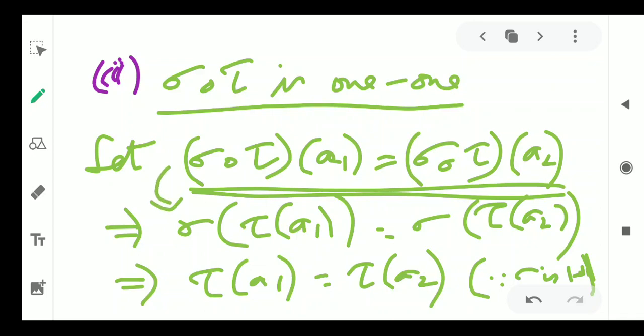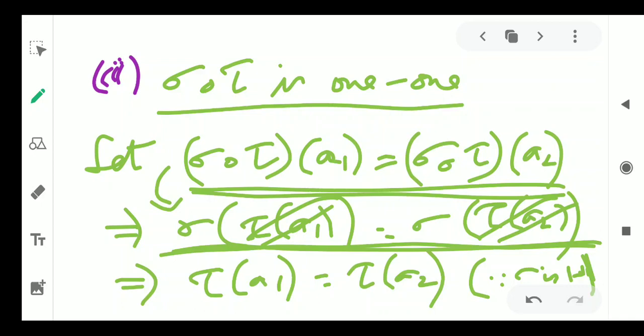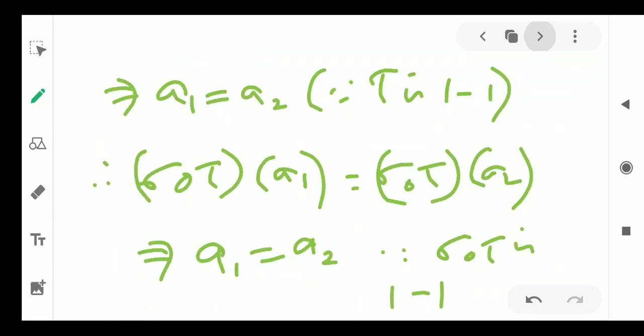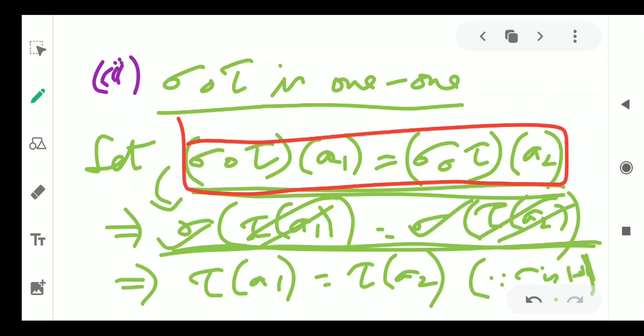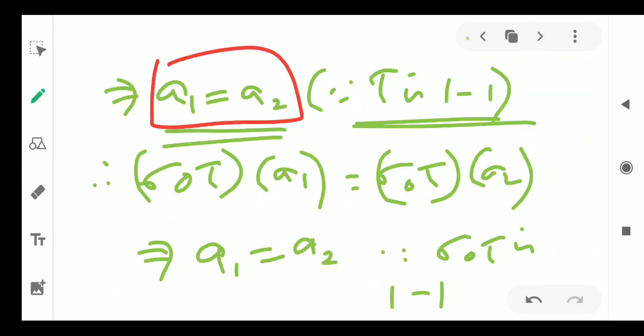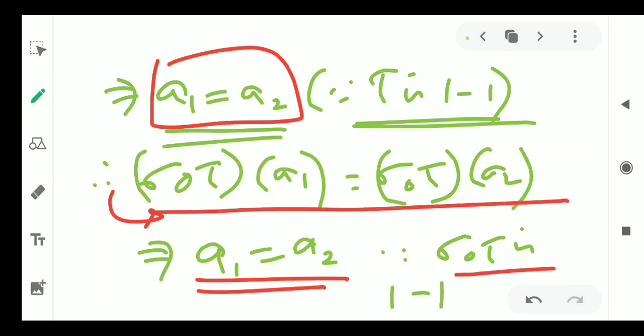By definition of composition, this is the second step. Now these are equal, which means tau of A1 must be equal to tau of A2, because sigma is already one-one. So we are applying the one-one property of sigma. Now tau of A1 is equal to tau of A2 implies A1 is equal to A2, because tau is one-one. So what we have started with is equality of images, and finally we got equality of the pre-images. So whenever images are equal, pre-images are equal, therefore sigma composition tau is one-one.